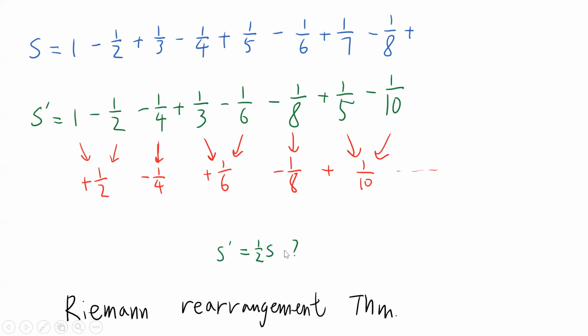That might sound pretty surprising, right? You are starting with the same series, but you just reorder the terms, and at the end the limit, the sum that you get, is actually different. If you are interested to know more, look for the Riemann rearrangement theorem, but I won't go into that.